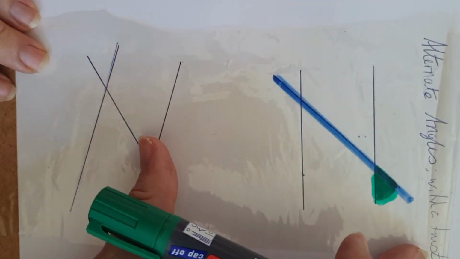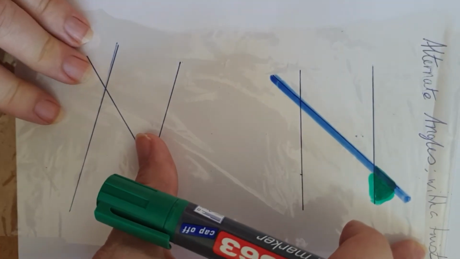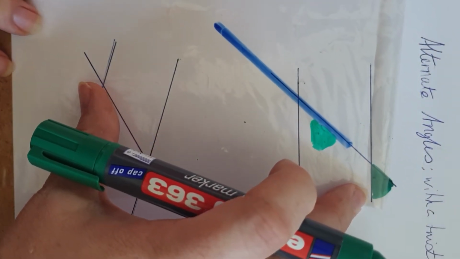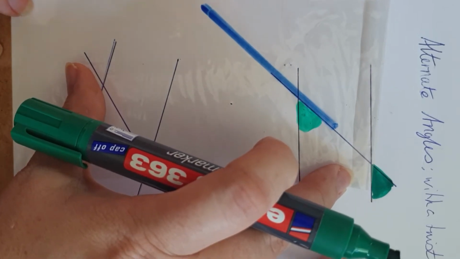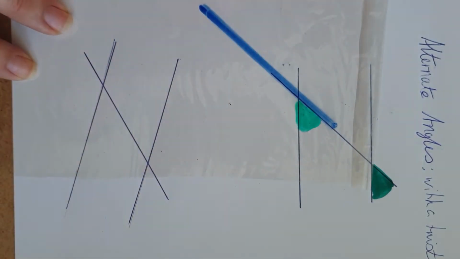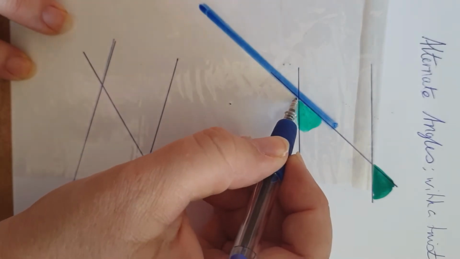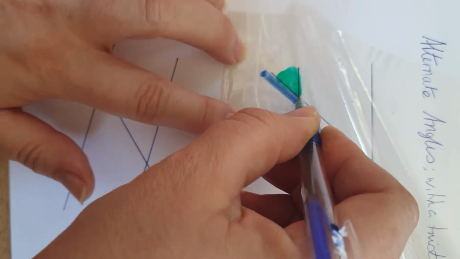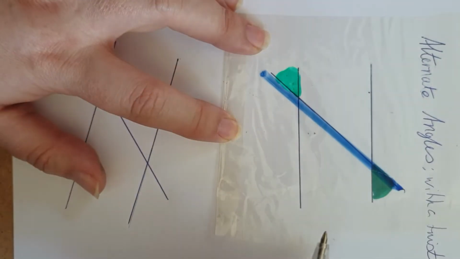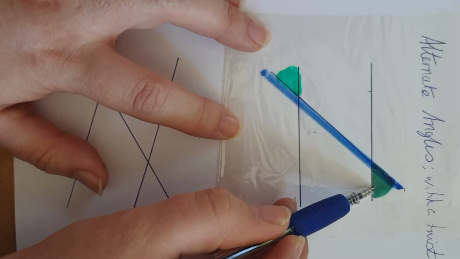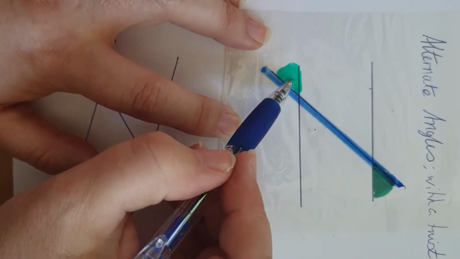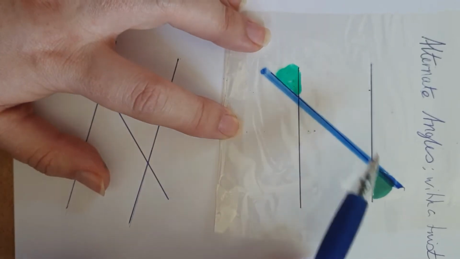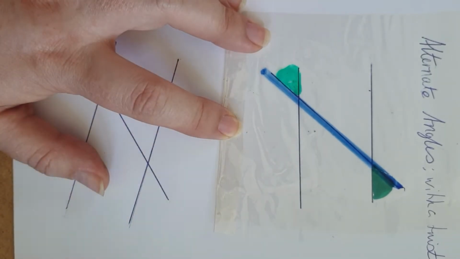Now I'm going to take the acetate and move it down the line that cuts through. Can you see it's going down, going down, going down. Now when I get to the corner, I'm going to give the angle a twist. And as you can see, the angle that we started off with up here is the same as the angle we've now got here. So therefore we know this angle here and this angle here are equal.